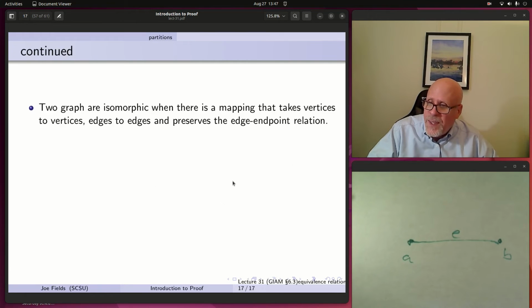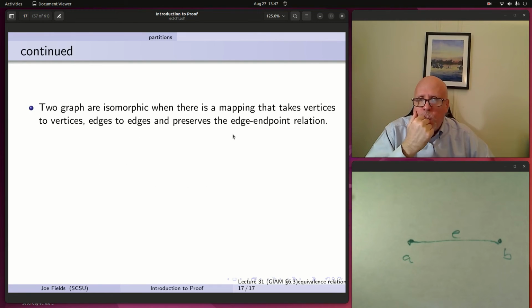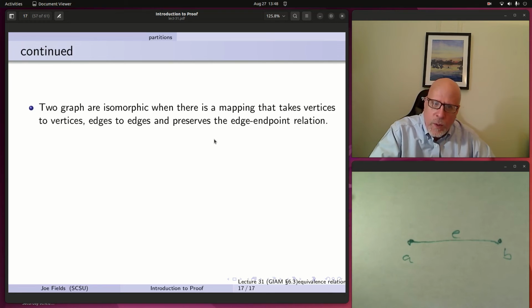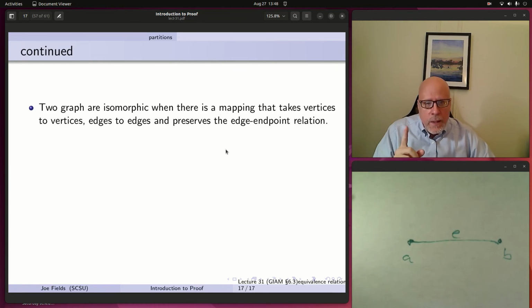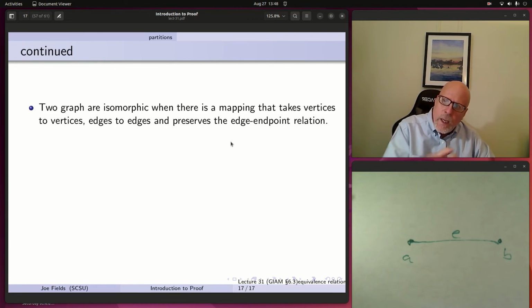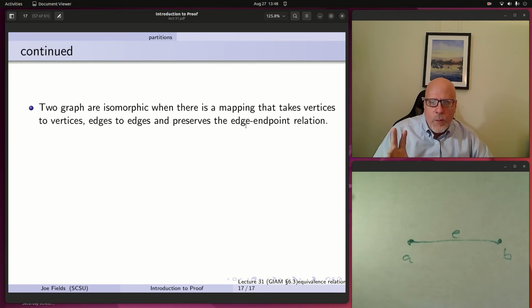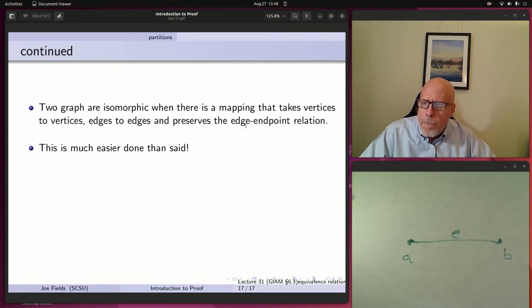Okay, so an example of equivalence, but not necessarily equality, is graph isomorphism. Two graphs are isomorphic when there is a mapping that takes the vertices of one graph to the vertices of another, takes the edges of one graph to the edges of the other, and we use the term preserves here. It preserves the edge endpoint relation. It's much easier said than done.